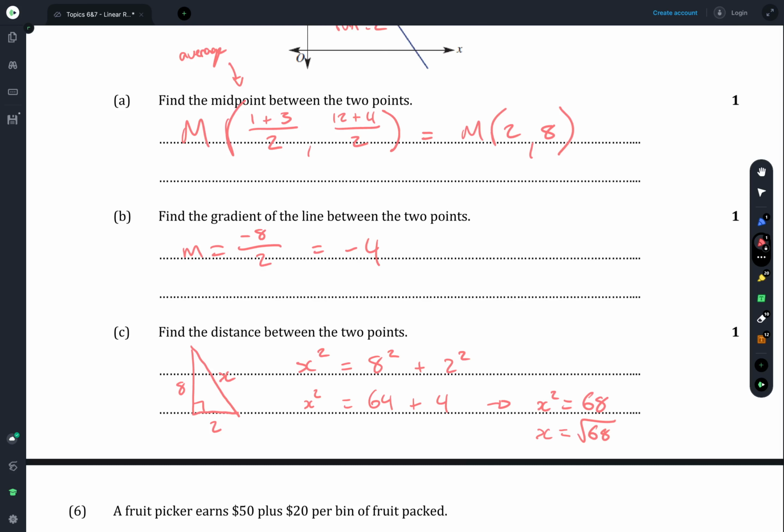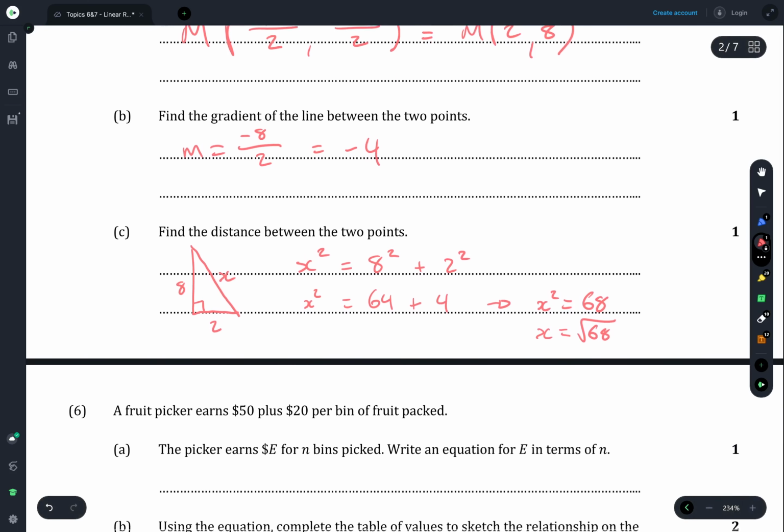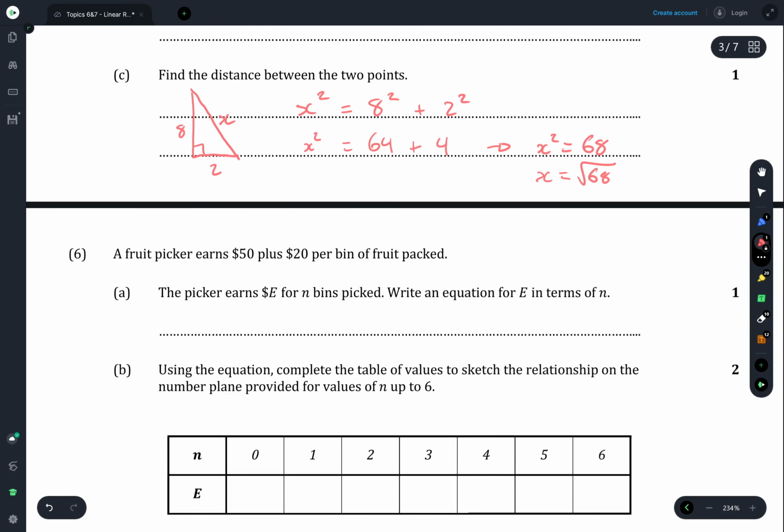And then, of course, you could put that in your calculator and round to 2 decimal places or whatever. But you could also just leave it as that. Only need to round when it tells us that it needs to round to 2 decimal places or something.